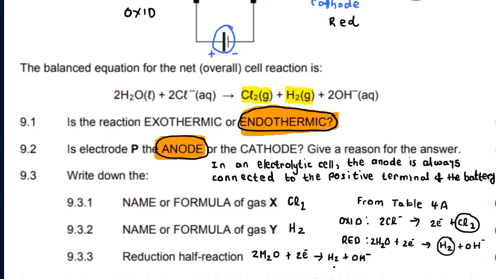If I just quickly look at the balancing here, okay, I missed a 2 in front of this hydroxide, because we have 2 oxygens there. Okay, so it's just a mistake from here.